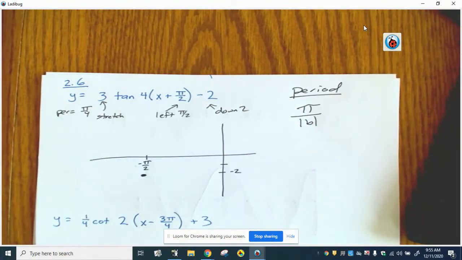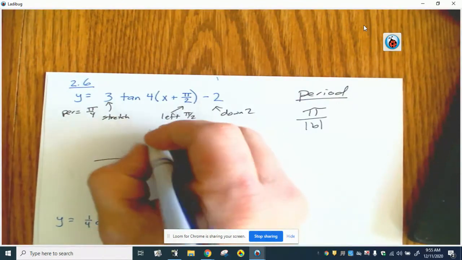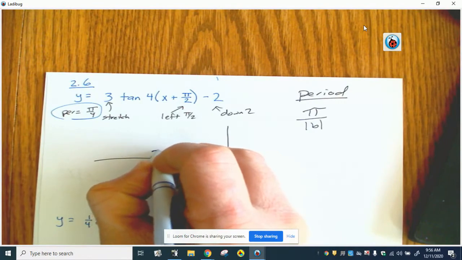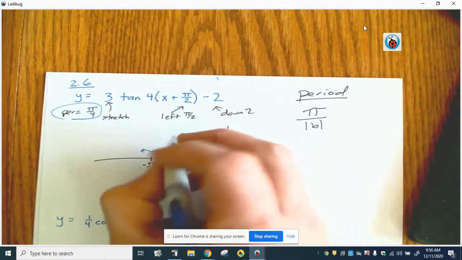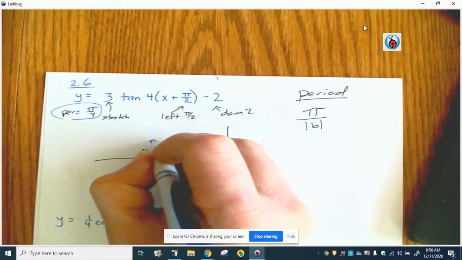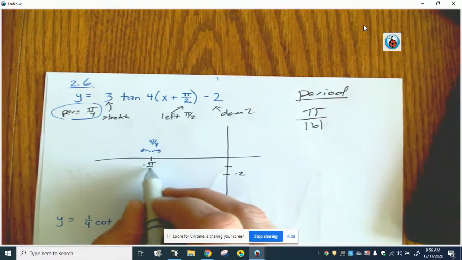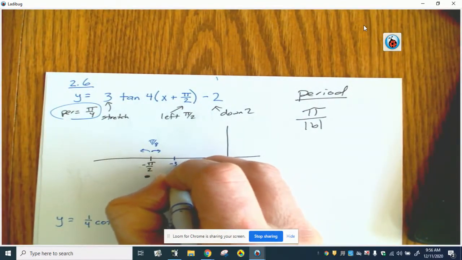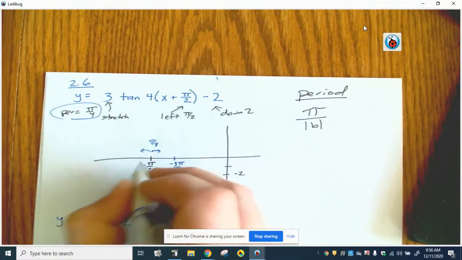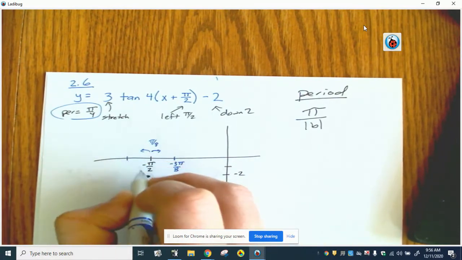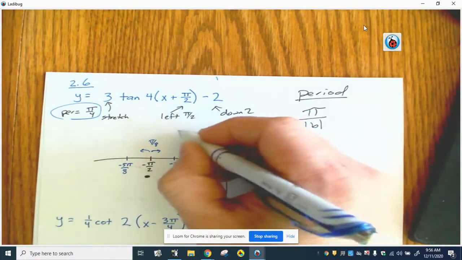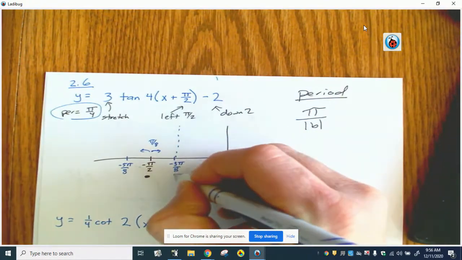Okay, we know our period is pi over 4, right? So that means I'm going to have to go half of that distance in both directions. So I'm going to have to go pi over 8 in both directions. So this is like 4/8, -4/8. So if I add 1/8, I'd be over here at -3/8. If I subtract, I'd be at -5/8. Make sure you're labeling these as 2 asymptotes. Okay?